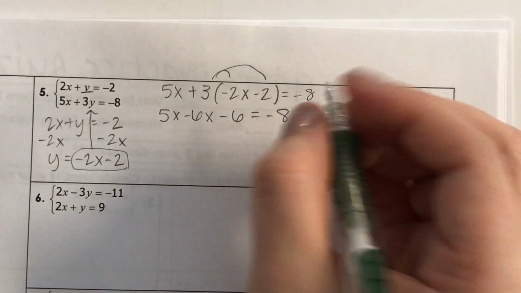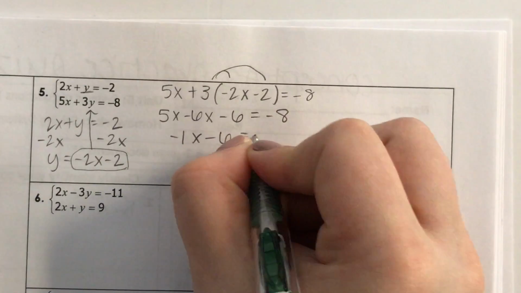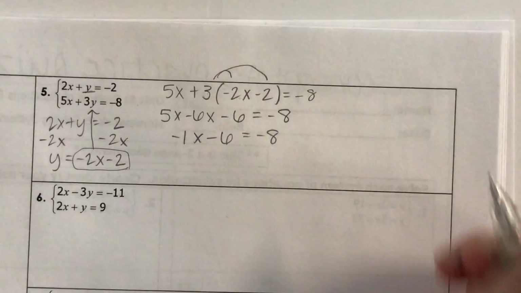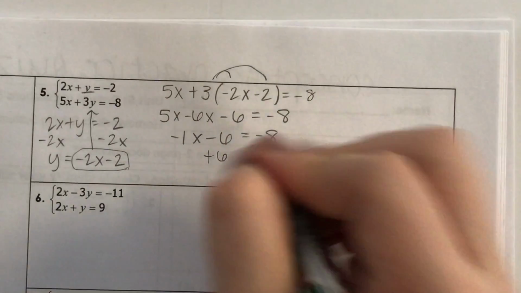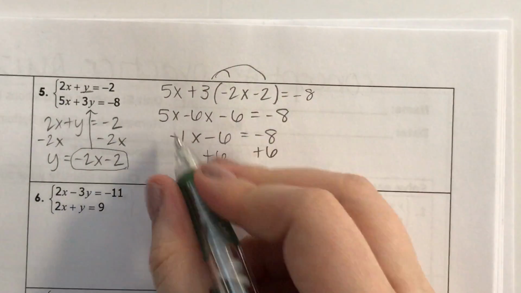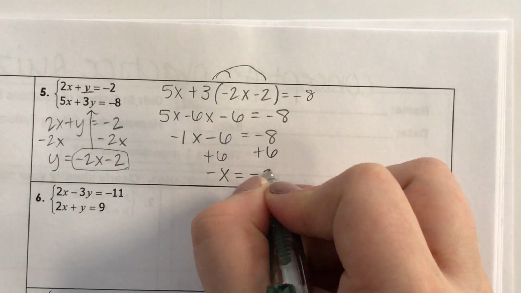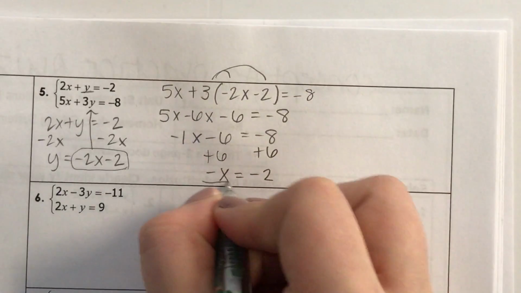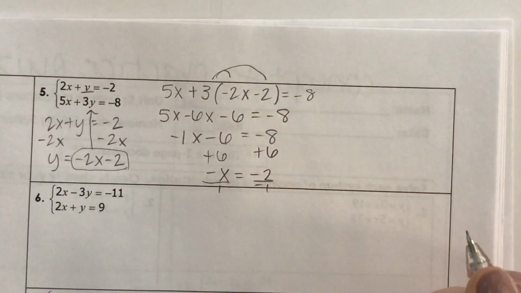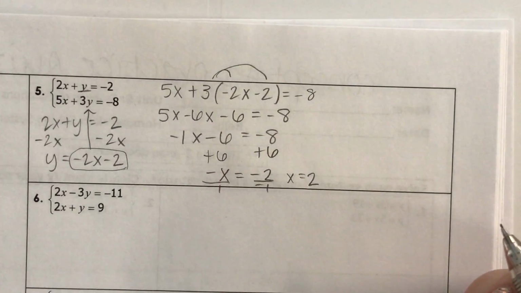5x minus 6x is negative 1x minus 6 equals negative 8 plus 6. Negative x, the 1 is still there, I just chose not to write it, equals negative 2. Divide by negative 1 and x equals 2. Okay?